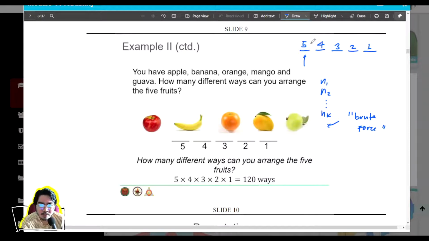So in this case, multiply lang natin si 5 times 4 times 3 times 2 times 1, and that will give us 120 ways. So there are 120 ways na pwede natin i-arrange itong fruit na to.